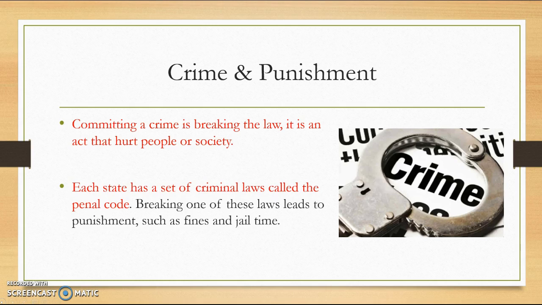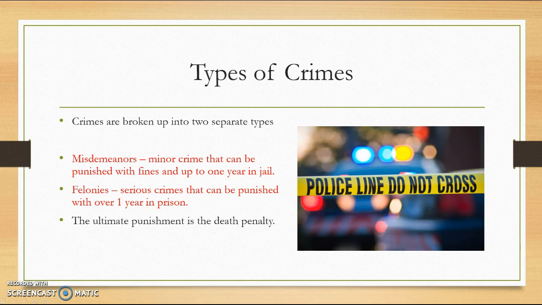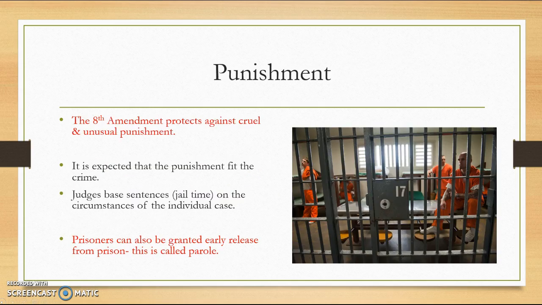It could be a fine, it could be jail time, it could even be the death penalty, depending on how severe the crime is. Now there's two basic types of crime, misdemeanors and felonies. Misdemeanors are minor crimes, think shoplifting. They're usually punished with fines, community service, but can be sentenced up to a year in jail. Felonies, on the other hand, are much more serious. Think about murder or bank robbery, kidnapping, and they can be punished with over a year in prison. Of course, the ultimate punishment in our system is the death penalty.